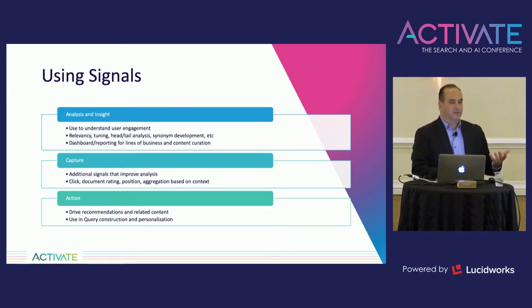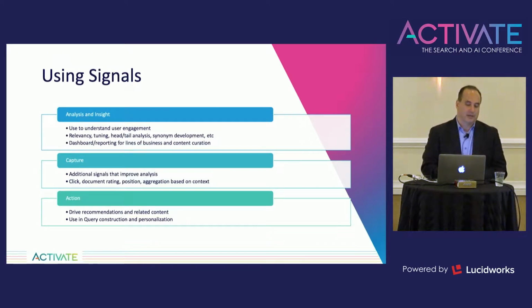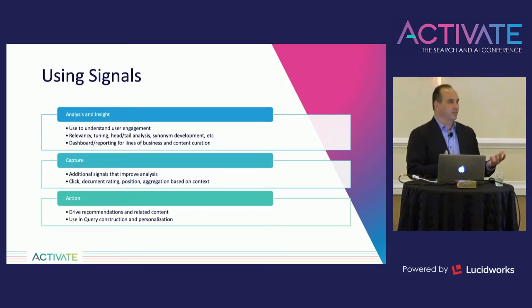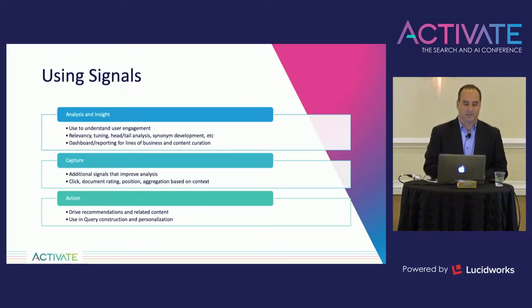So we look at using signals then in three ways, as I talked about before. There's really the analysis and the insight component, there's the capture component, and the action component. And in the analysis component, this is where you start to learn about how users are engaged in search, what kinds of things they're doing, and start to understand relevancy at a high level, right? Before you take any sort of action, you really should be analyzing what people are actually doing.